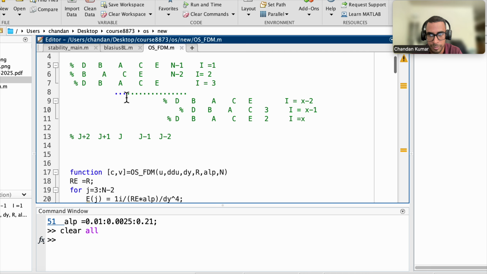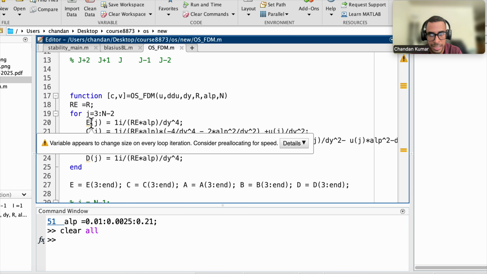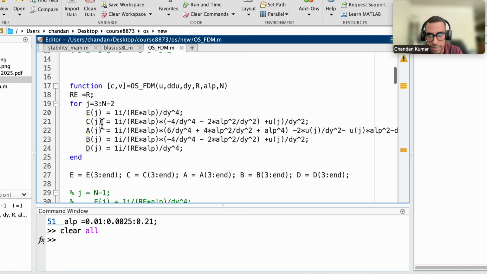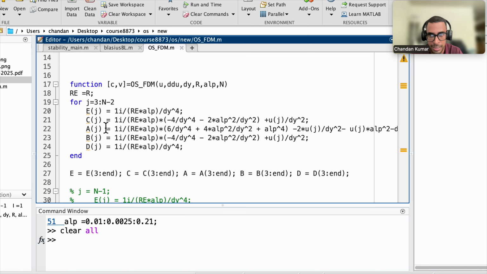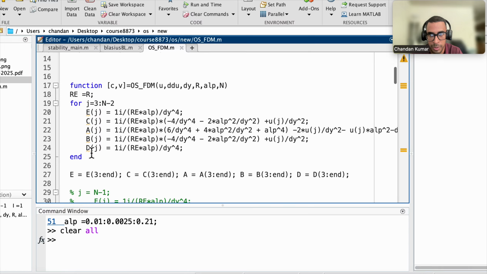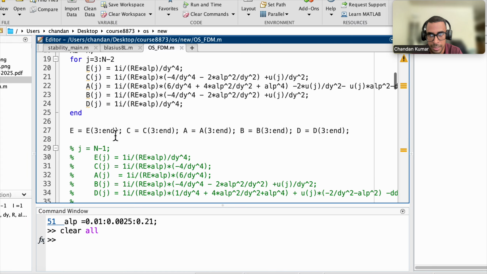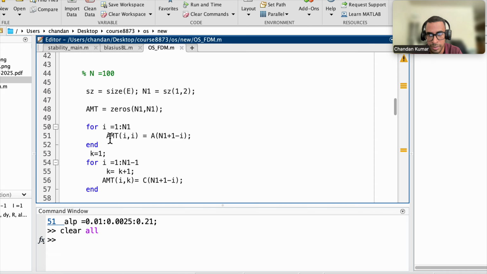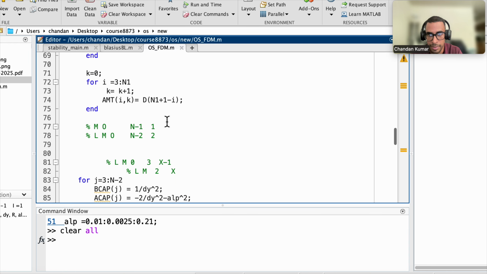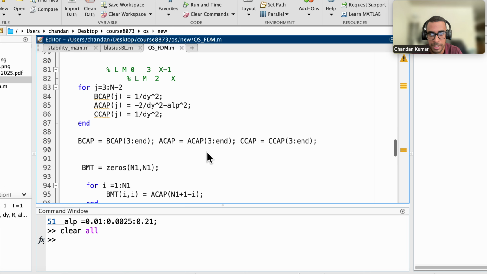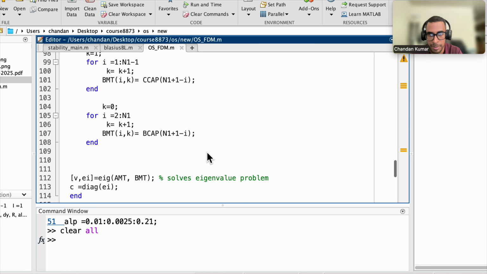So this takes this information, as we saw when we were discussing the literature. We saw in the past lecture that we set the matrix variables like E, C, A, B, D, and those will be arranged in this form like a pentadiagonal matrix, and that is what is being done here. So yeah, we are creating the A matrix and B matrix, so A empty, B empty. So this is here the B cap, A cap, C cap that we saw on the right hand side of the eigenvalue problem. And then we have the AMT and BMT.